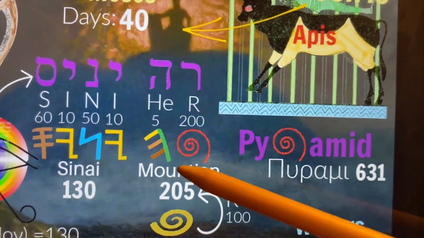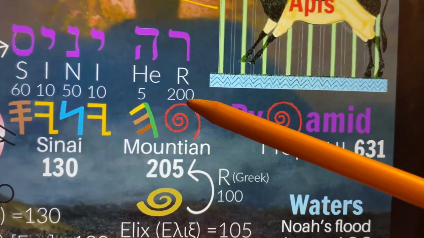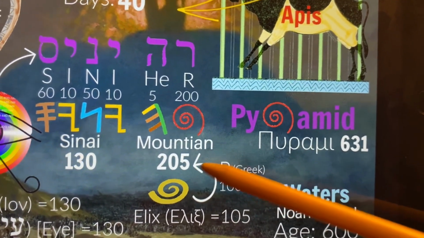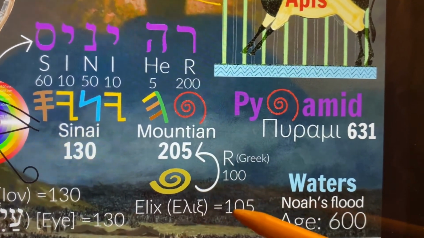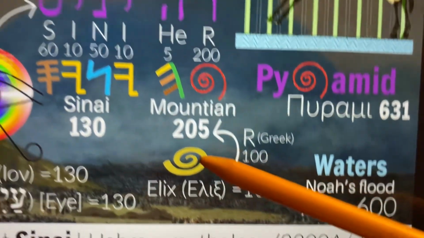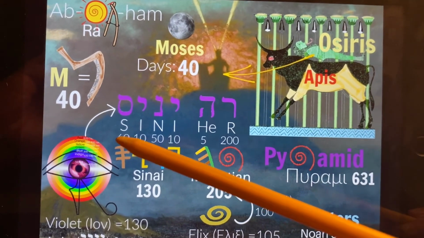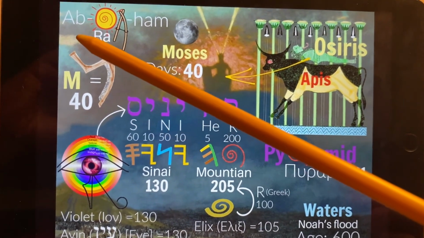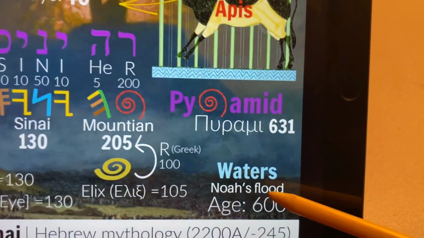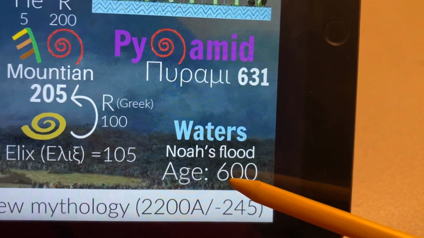And over here we have the Hebrew word for mountain, which is H-E plus R. In Hebrew, this is value 200. This is called the Theban R, but in the original Egypto-Greek R, it's value 100. So 100 plus 5 equals 105, and this in Greek is elix, which is the symbol of the ram horn in the sun. So Moses has to go on top of Ra Mountain to get the new letter M morals for the Hebrew society. And here we see that Ra becomes Abraham, and that Noah's flood starts at age 600. And this 600 is a value of the cosmos in Egyptian.